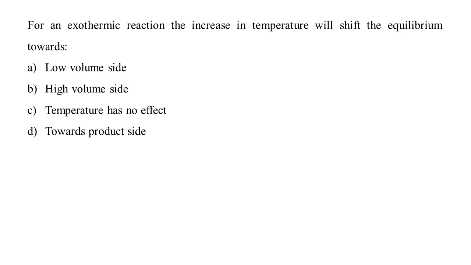For an exothermic reaction, the increase in temperature will shift the equilibrium towards. Let's look at the four options: low volume side, high volume side, temperature has no effect. That would be completely wrong, because temperature is a quantity which has a great effect over the equilibrium constant. And then option D, towards the product side.